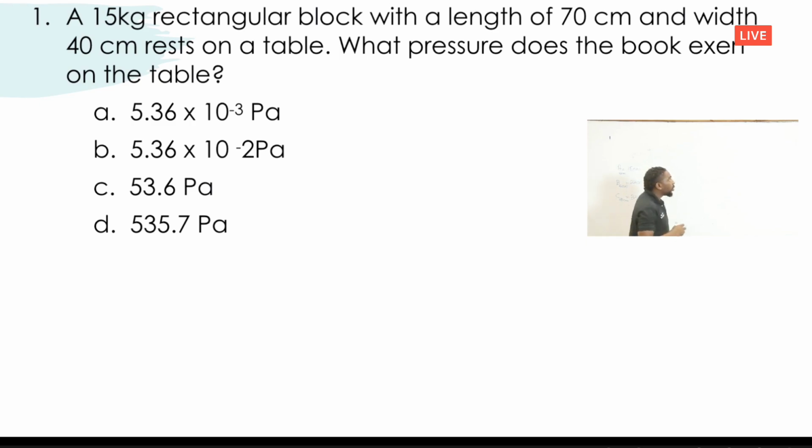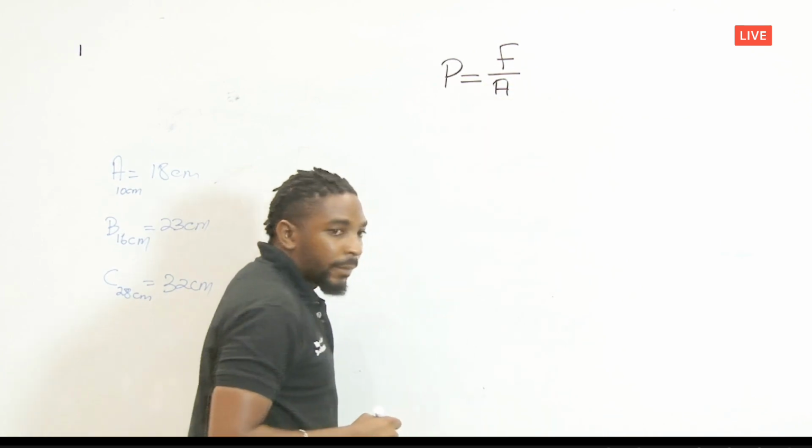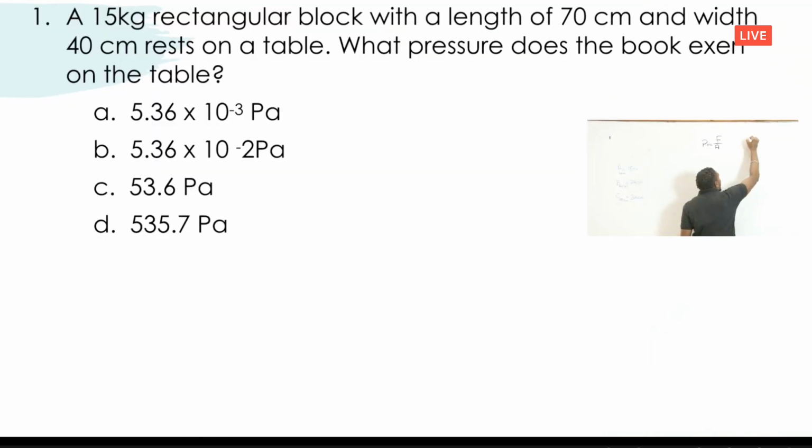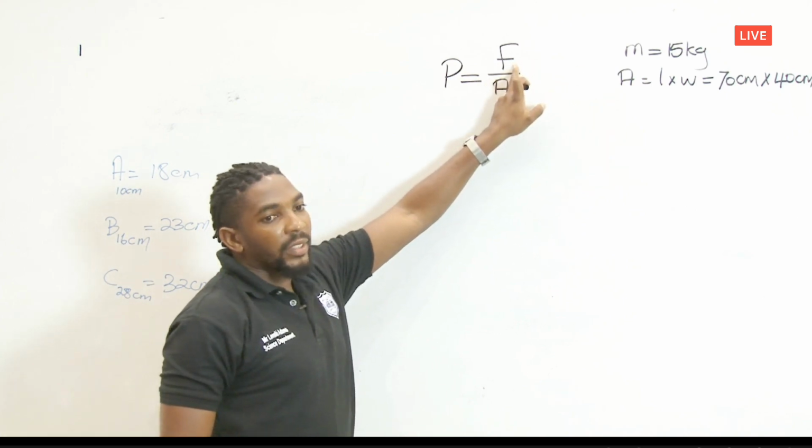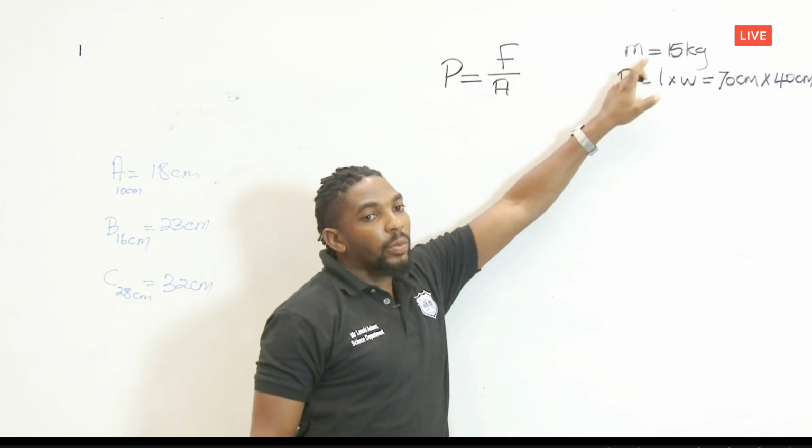So let's quickly work it out. Now remember, the question is asking for us to find pressure. Right? And this question is related to a solid, so we have to know what formula we use to find pressure in a solid. And that formula is force over area. The question gave us the mass of 15 kilograms, and it gives us the area of contact in terms of the dimensions, where we know that area is equal to length times width. So it means that it is the 70 centimeters multiplied by the 40 centimeters.